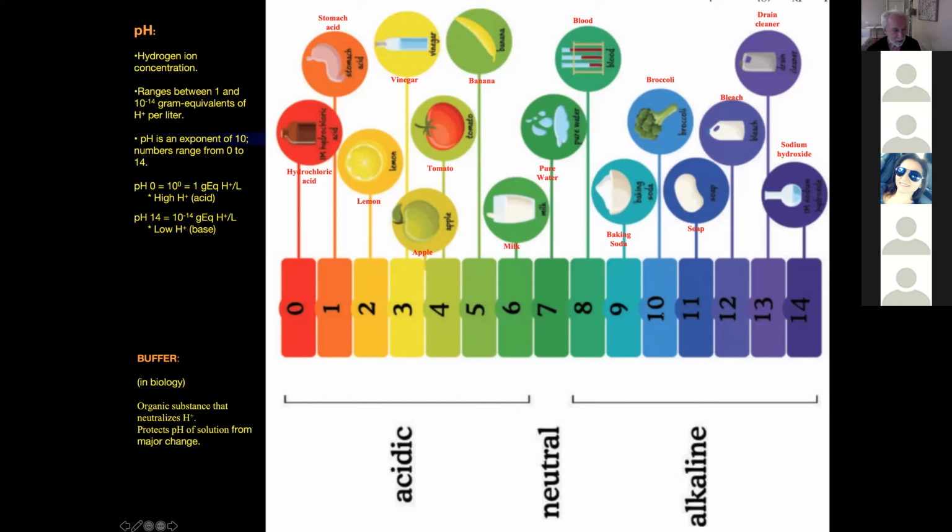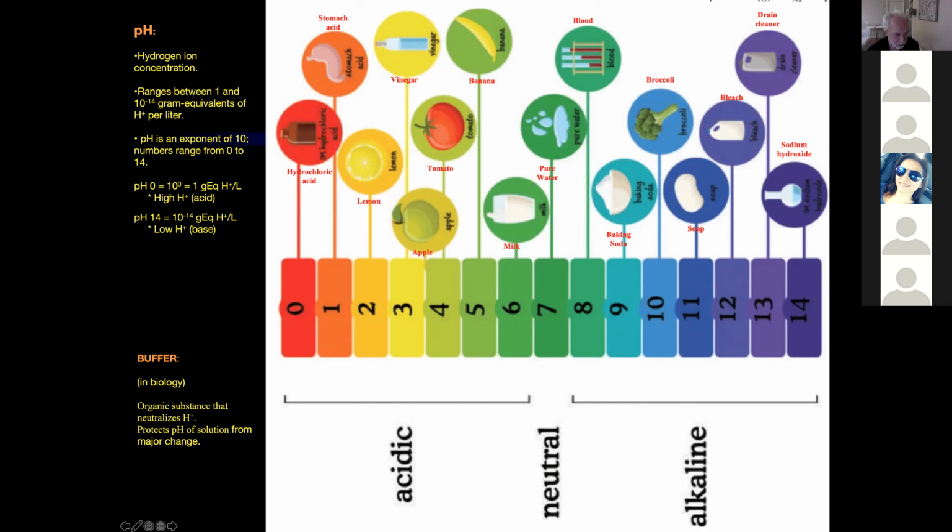At the other end of the scale, pH 14 really means 10 to the minus 14th. So 10 to the minus 14th grams of hydrogen per liter. So that's very low hydrogen concentration, and that's very basic. So if you're not already familiar with pH, on your own time, think about this and think of how much sense it makes to quantify hydrogen ion concentration in this way.